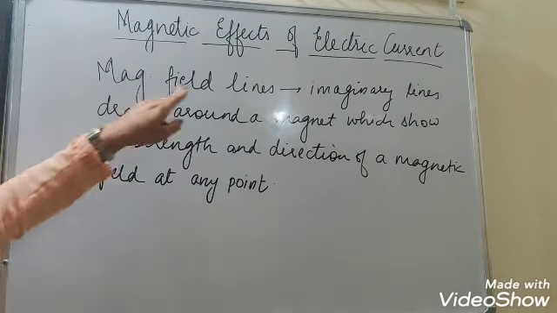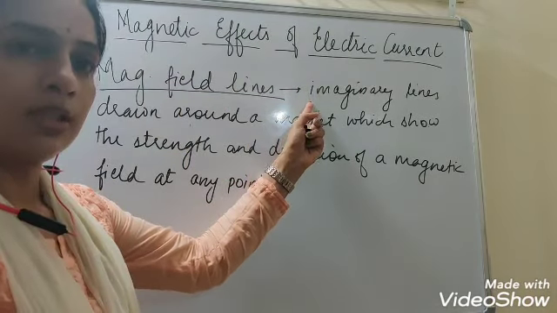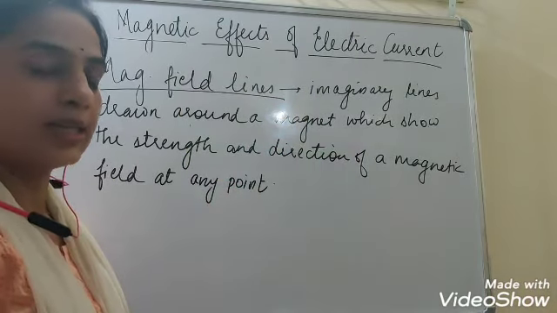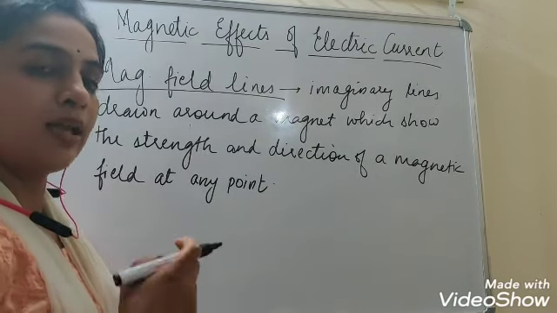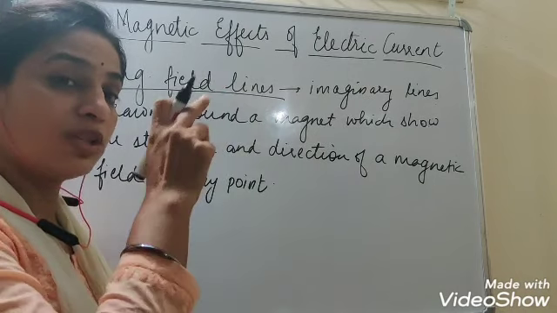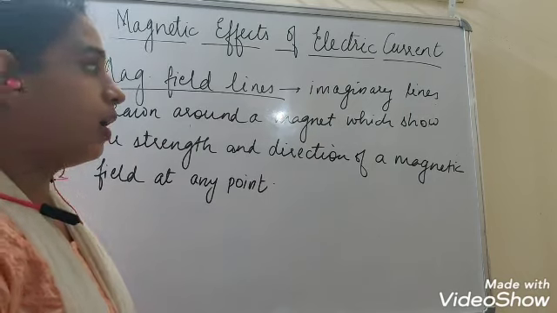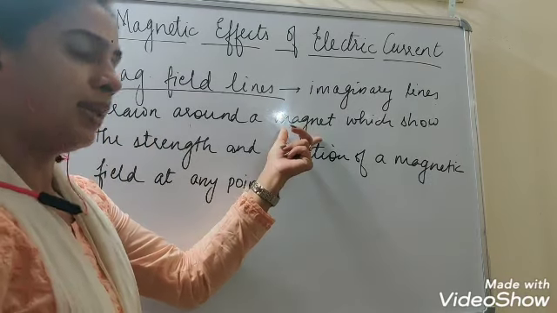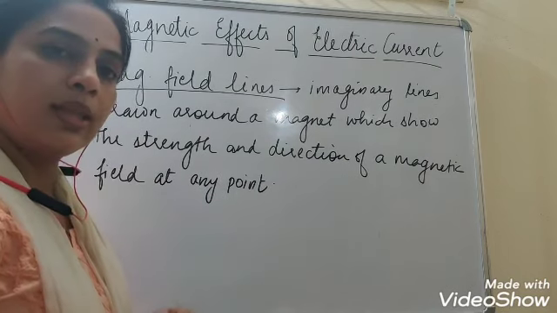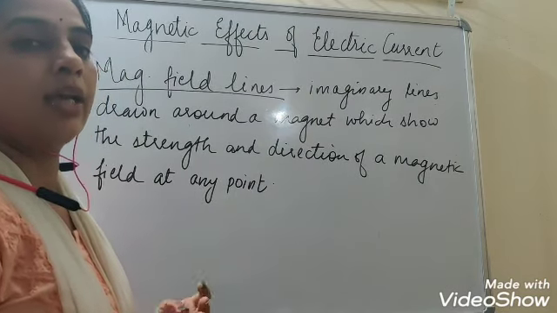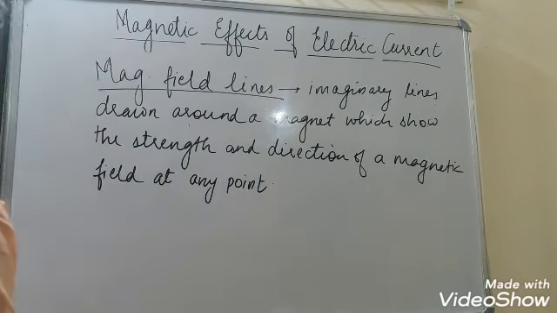Okay, so magnetic field lines are imaginary lines. Note, girls, that they are imaginary lines. Those are not real lines. We just draw those dotted lines, and wherever we have imaginary lines, we draw them in a dotted manner. So imaginary lines are drawn around a magnet to get an idea of the strength and direction of the magnetic field at any point around the magnet.